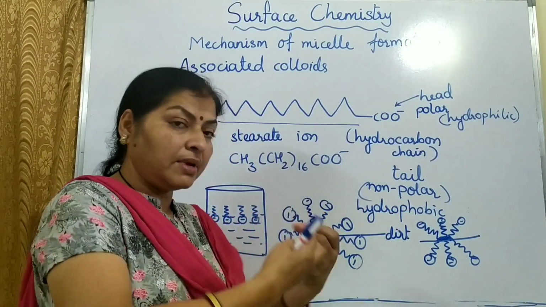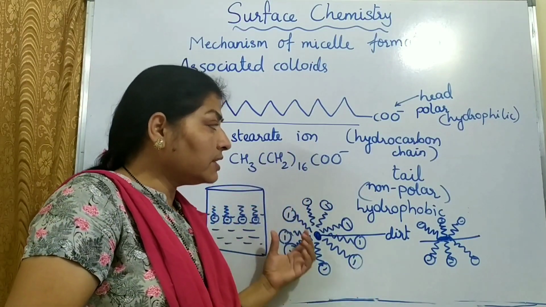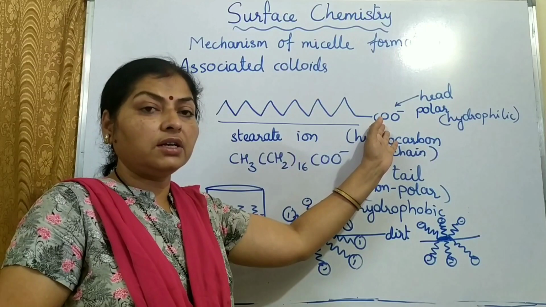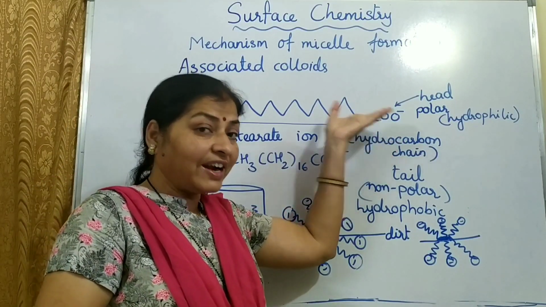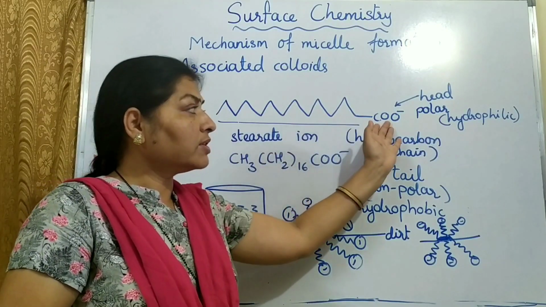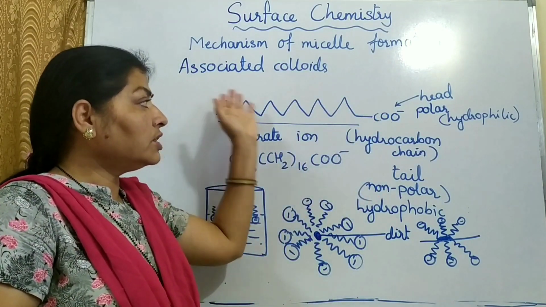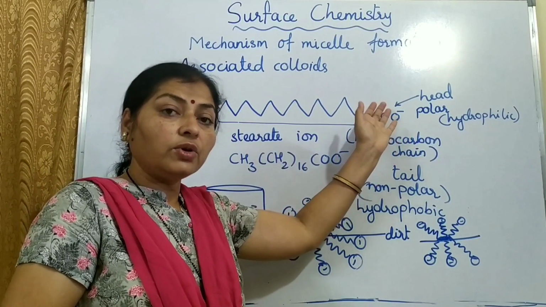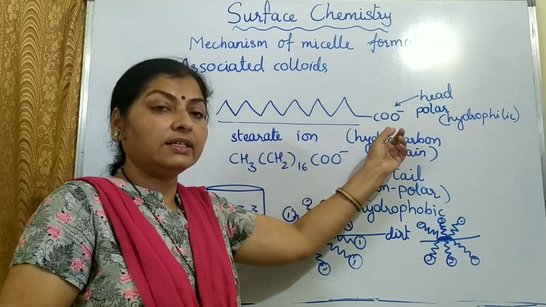So they will always remain away from each other. Now detergents also have a similar structure. Just like soaps are sodium or potassium salt of fatty acid. A long chain carboxylic acid is known as a fatty acid. So soaps are sodium salt or potassium salt of long chain carboxylic acid.